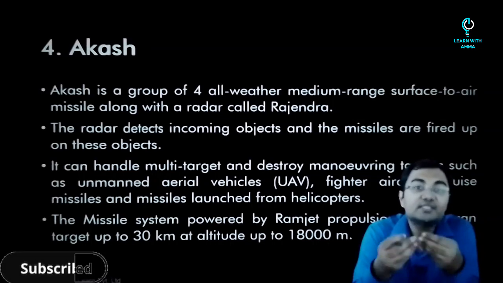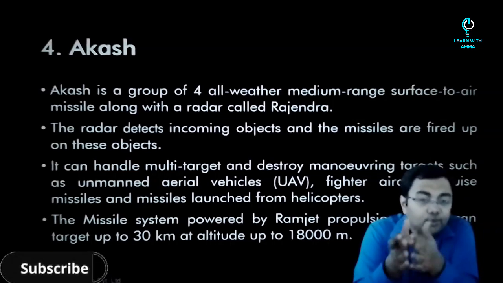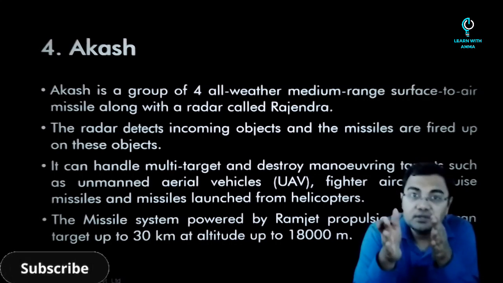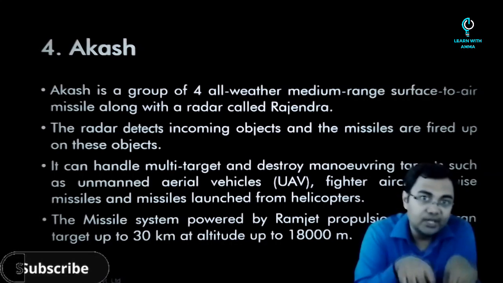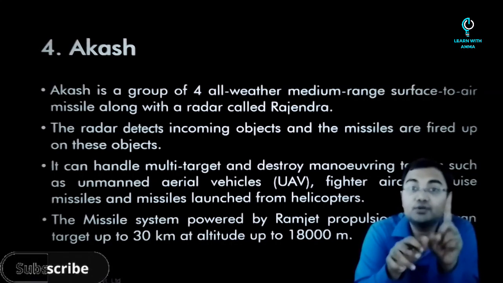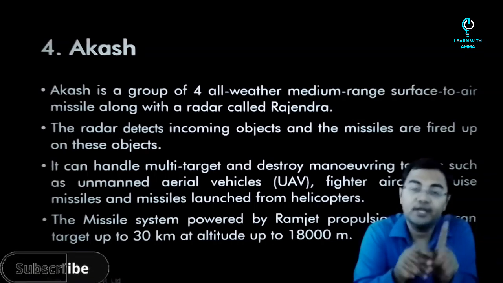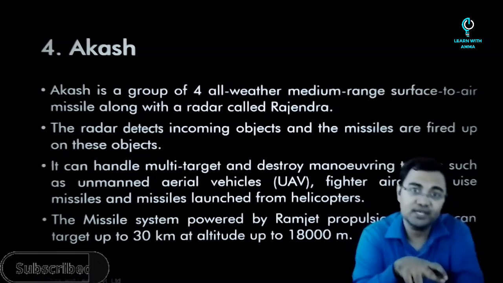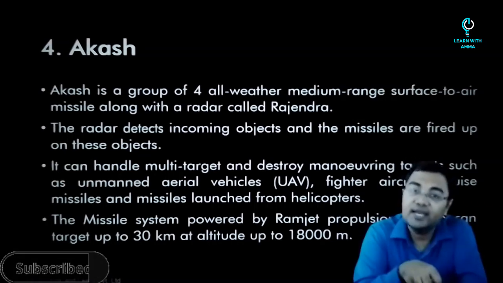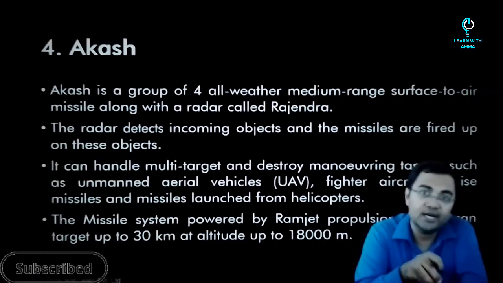64 to be precise. So more than 60 targets can be looked after at a time with the help of this radar, and at least 12 of them can be destroyed at a time with the help of Akash missiles. So that's why a missile like this becomes so crucial for our defense.